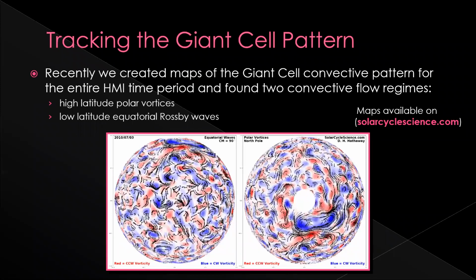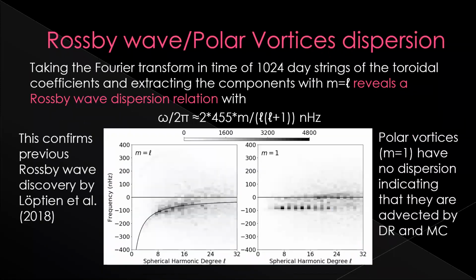I don't want to go into it in too much detail, but I just wanted to quickly show the dispersion relationship for these two different regimes. And this is confirmation of the results that Aaron showed earlier by Lotien et al. We see a dispersion relationship for the Rossby waves at the low latitudes. At the high latitudes where we have the polar vortices, there's no dispersion relationship. This indicates that these flows are affected just sheerly by the differential rotation and the meridional circulation.